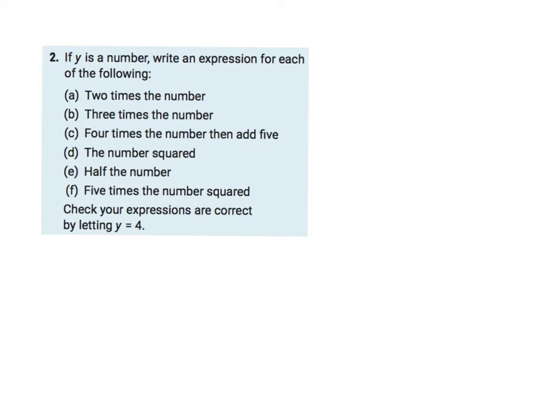Okay, so for number 2, we'll start with 2A. So now we've got 2 times the number. So times means multiply. And in algebra, remember, we don't write the multiplication sign because it will get too confusing. So 2 times the number, this time y is the number. So 2A will just be 2y.